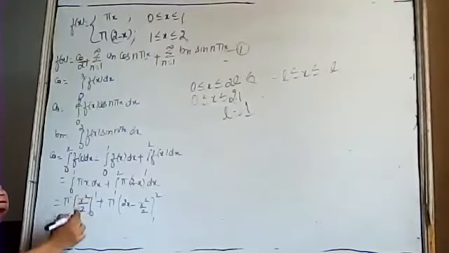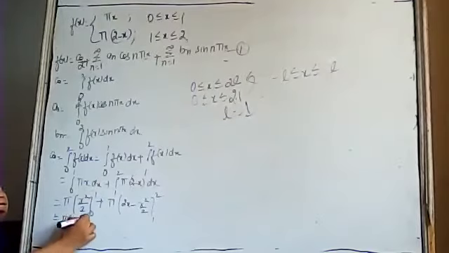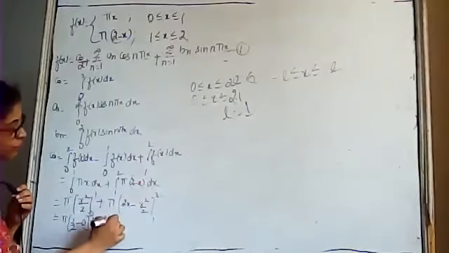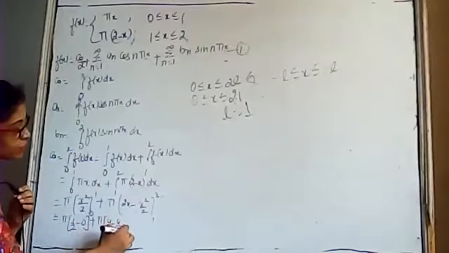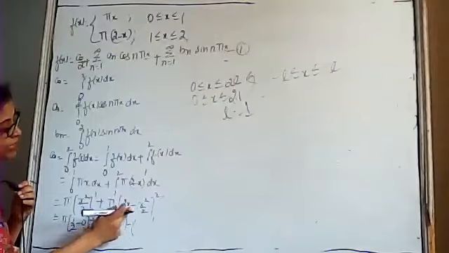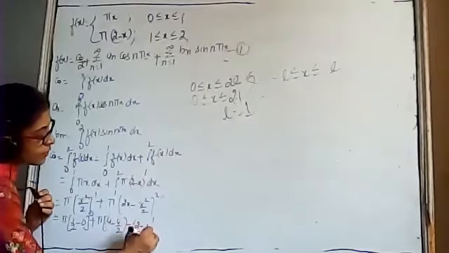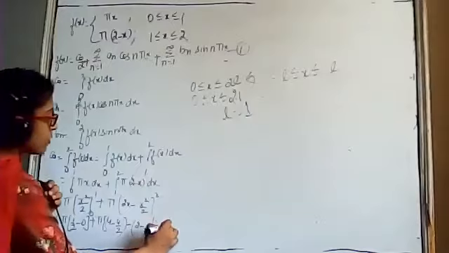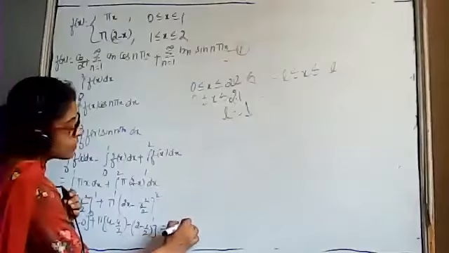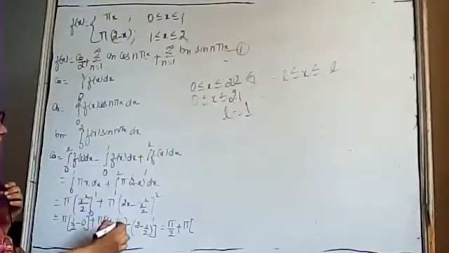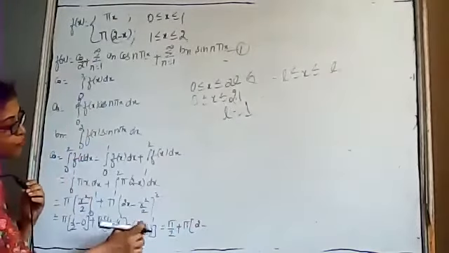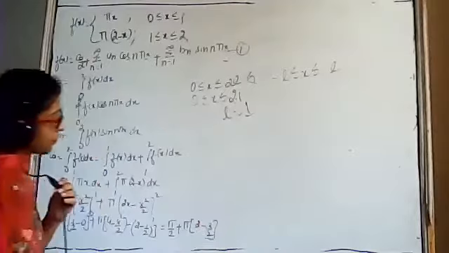It will be 1 square by 2 minus 0, plus pi. Substitute this limit 2. 2 into 2 will be 4 minus 2 square by 2, which again equals 4. This is the upper limit; minus, we have to substitute the lower limit. Put 1 in place of x. It will be 2 minus 1 square by 2. So it will be equal to pi into 1 by 2, that is pi by 2, plus this pi. It will be 2 twos are 4, 4 minus 2 will be 2, minus, 2 twos are 4, 4 minus 1 is 3 by 2.